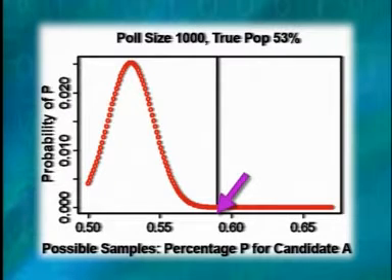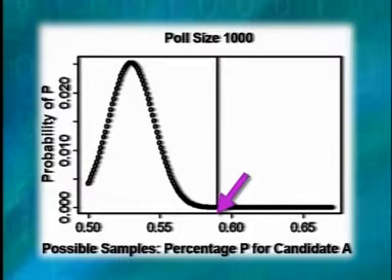Specifically, we would reject the null hypothesis that 53% of voters are for candidate A when we found that our random sample had 59% for candidate A, because less than 5% of samples of size 1,000 are that far or further away from the hypothesized value of 53%. And in the language of hypothesis testing, we would reject the null hypothesis that 53% of the population is for candidate A at a significance level of 5%. Okay, so 53% should be rejected.